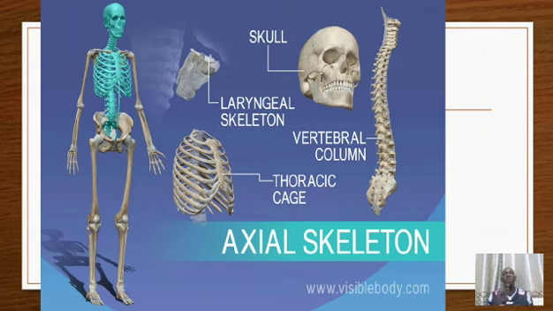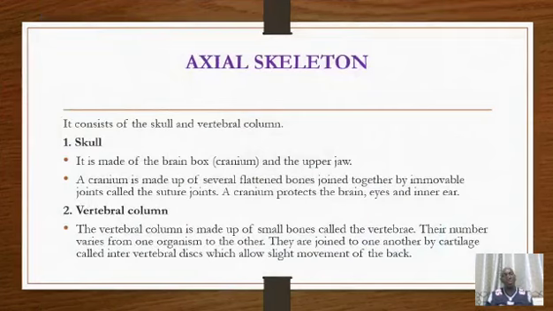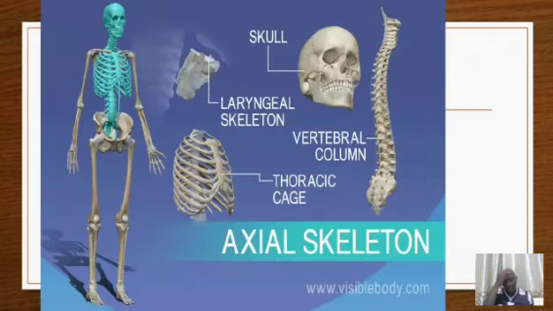So for the axial, which parts are we drawing our focus to? The skull and the vertebral column plus the rib cage. Those are the parts that make up the axial. The axial consists of the skull. But what makes up the skull? The skull has the bone called the cranium, or the brain box. Inside the cranium is where we find the brain. Therefore, it protects the brain.